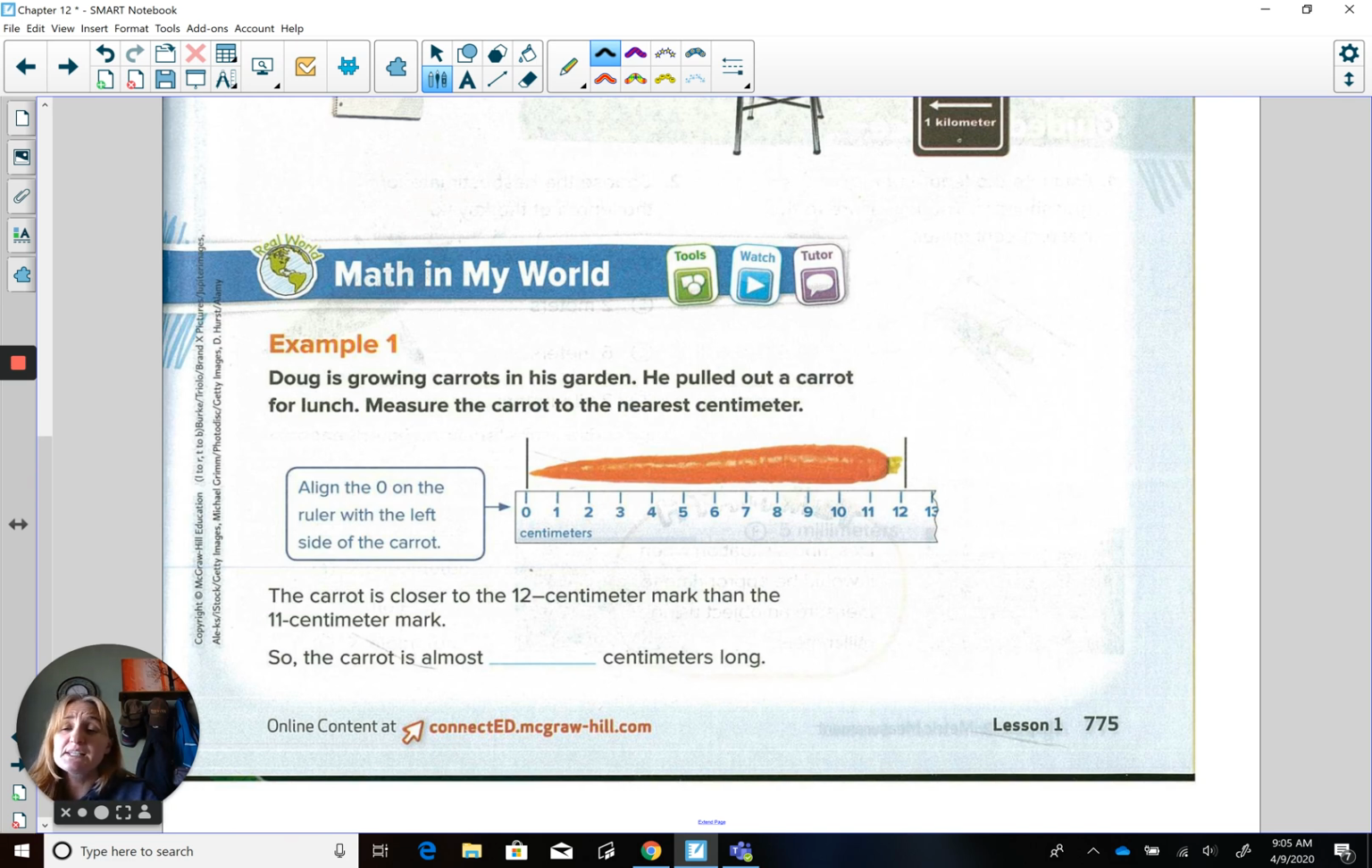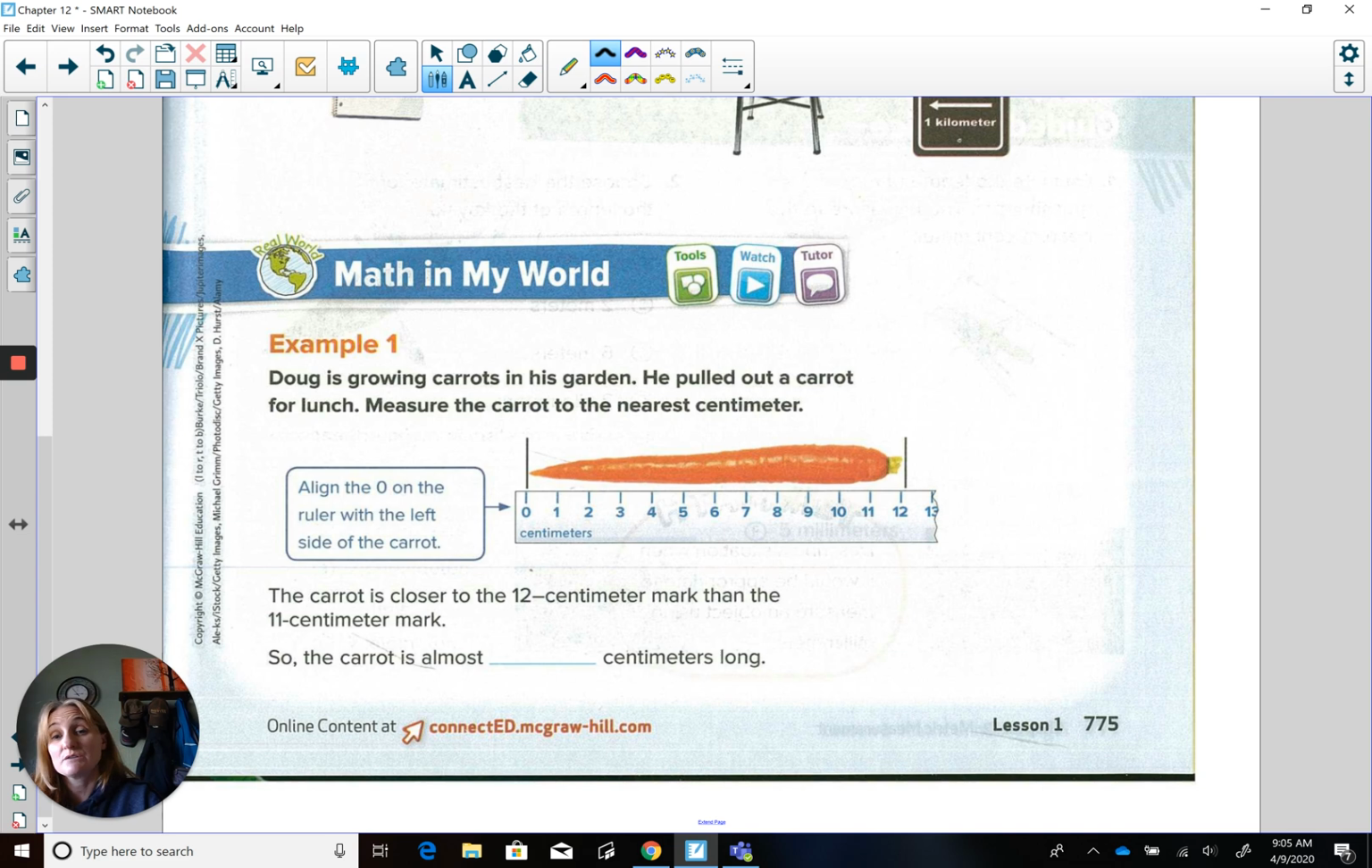My work. Example number 1. Doug is growing carrots in his garden. He pulled out a carrot for lunch. Measure the carrot to the centimeter. So just like we did when we did inches, you are going to line up the end of your object right here to 0, where the measurements start. And you really look at the ruler that you are using.